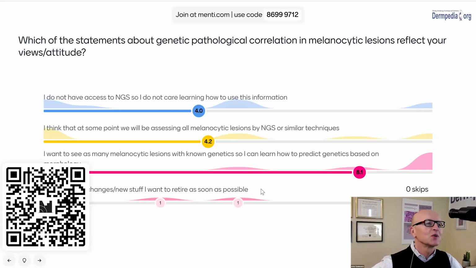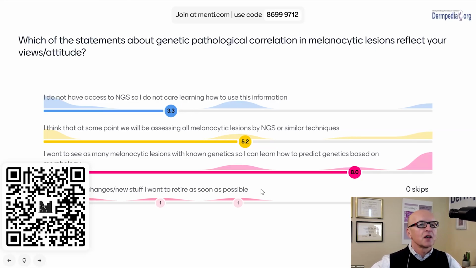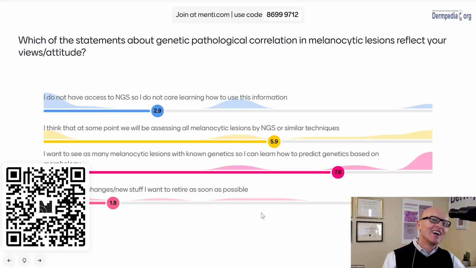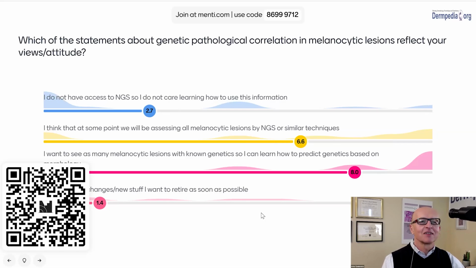That's question number 2. There's a statement number 3: I want to see as many melanocytic lesions with no genetics so I can learn how to predict genetics based on morphology. And then I have a resignation type of statement. I had enough. This is so much new stuff. I just want to retire early. That's also a statement. It doesn't look like we have that many people in that group.